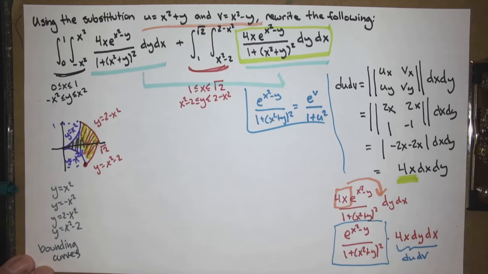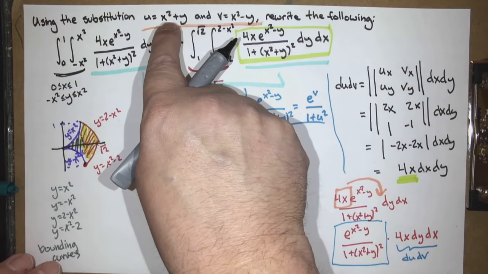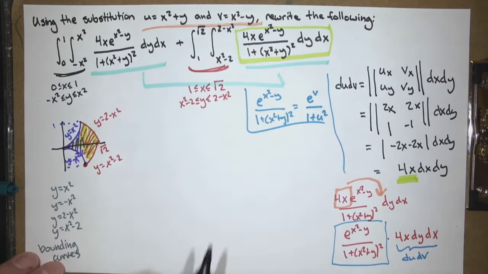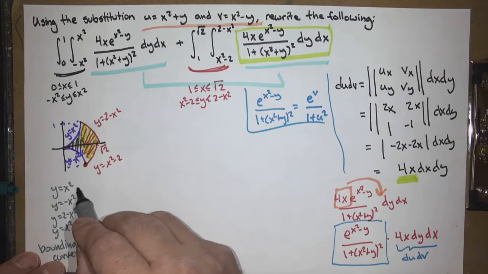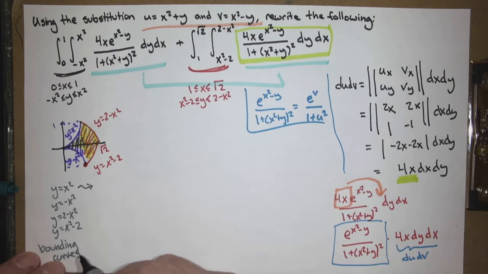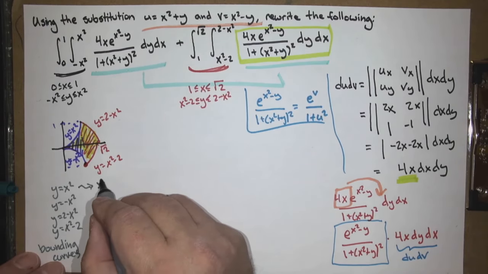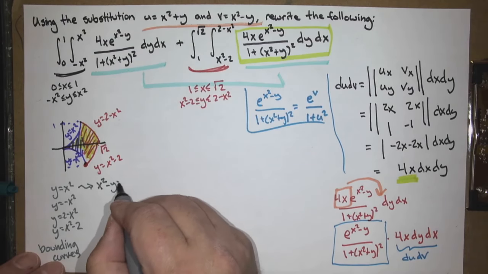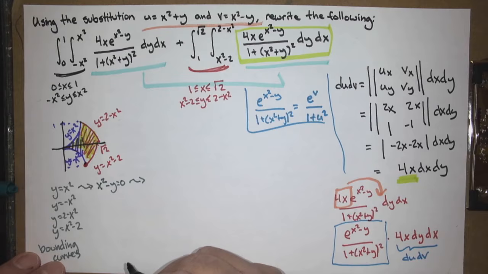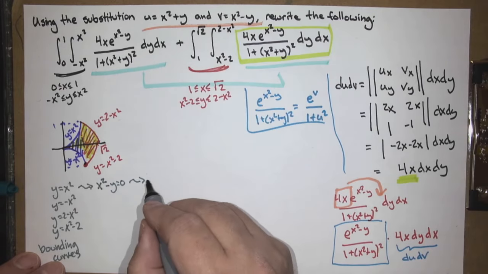For each curve, we want to rewrite this now in terms of u and v. So keep in mind that u and v look like x squared plus y or x squared minus y. What can we do to our first curve? Y equals x squared. What does that become? Well, intermediate step, x squared minus y equals 0, or v equals 0.